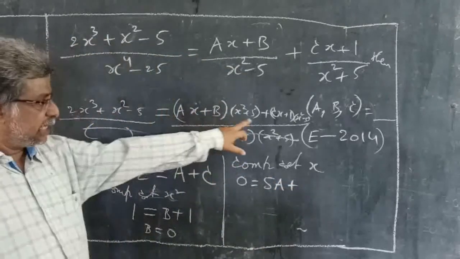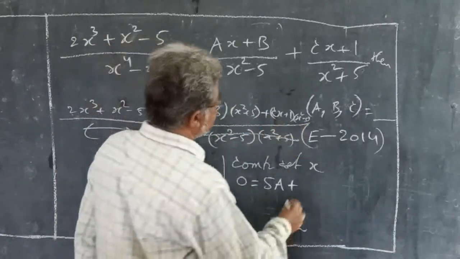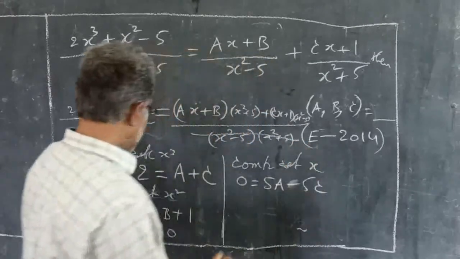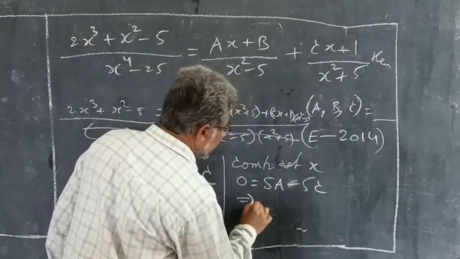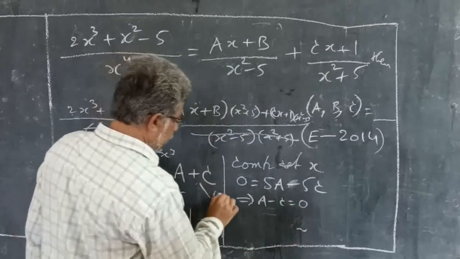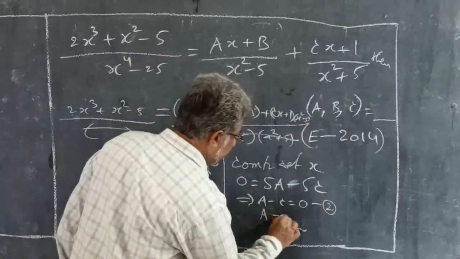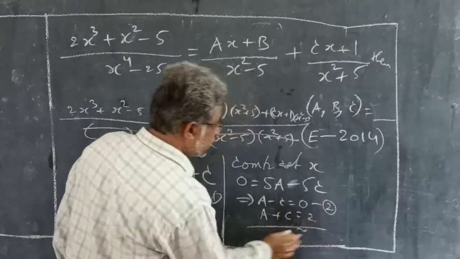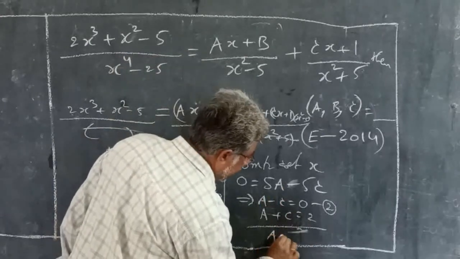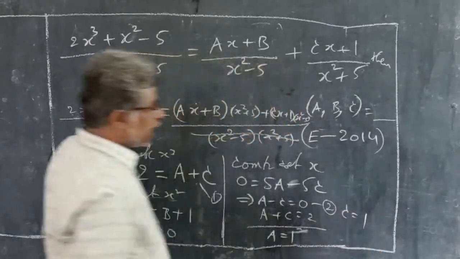Coefficient of x: on this side it is 5a, and on the other side b has no x, and for c it is minus 5c. So 5a minus 5c equal to 0 implies a minus c equal to 0. Solving 1 and 2, we will get the a and c values. a plus c equal to 2, a minus c equal to 0. Cancelling c, 2a equal to 2, a equal to 1, and c also equal to 1.